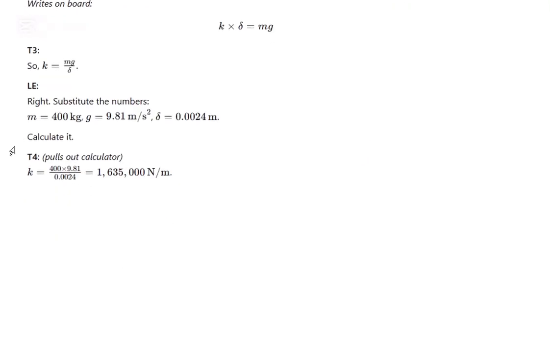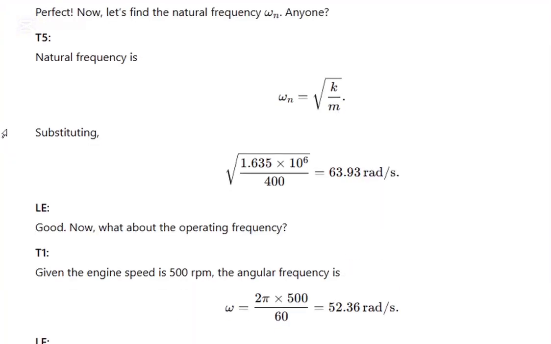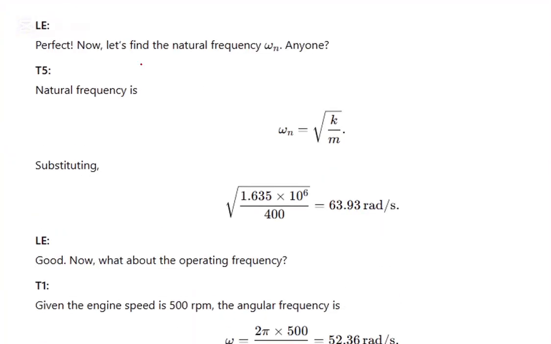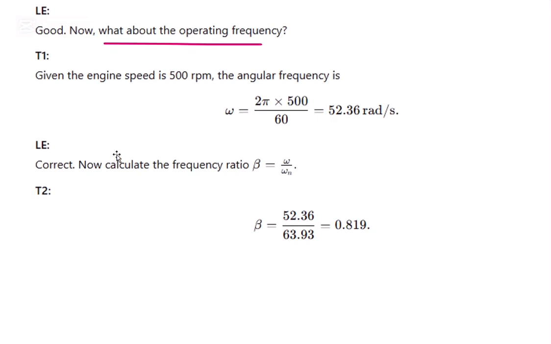Once we know the spring constant, let's find out the natural frequency. And the natural frequency we know, that's going to be 63.93. What about the operating frequency? Operating frequency we can calculate from the 500 revolutions per minute. Angular frequency, then calculate the frequency ratio.